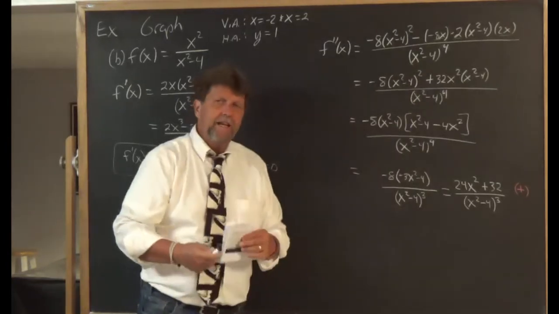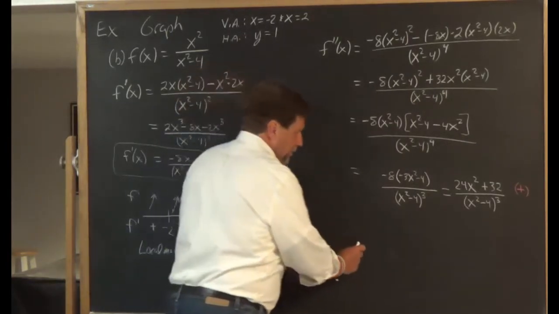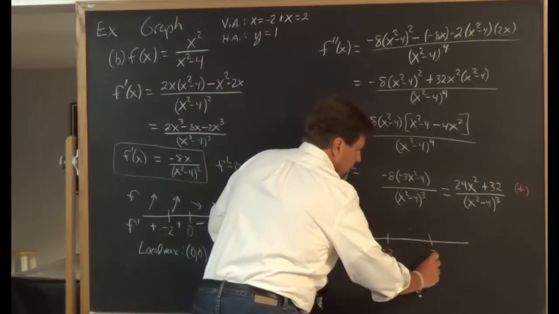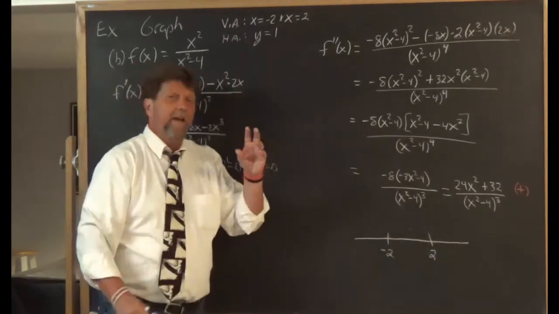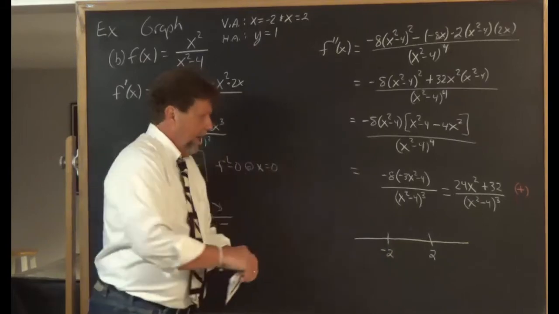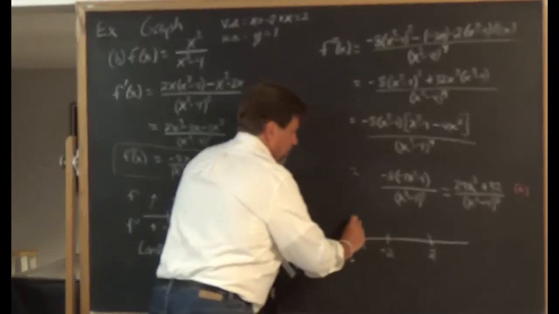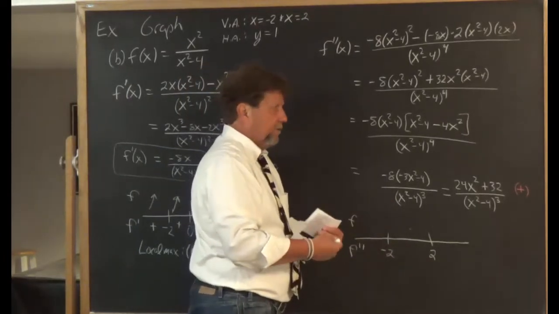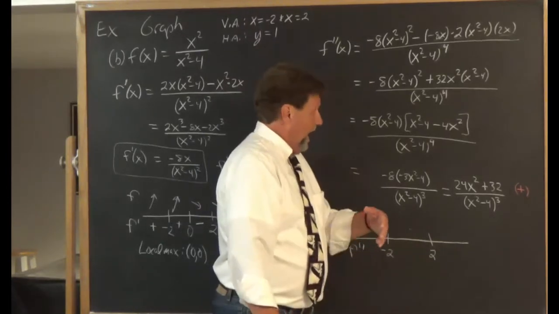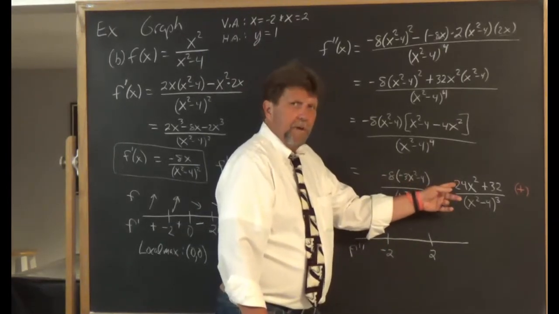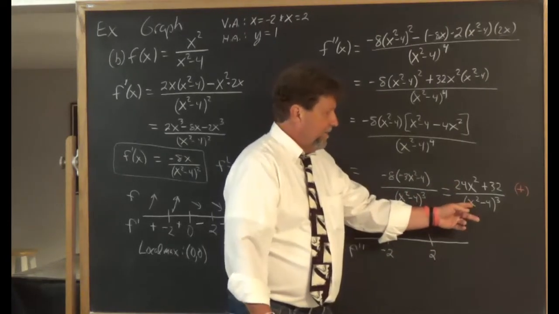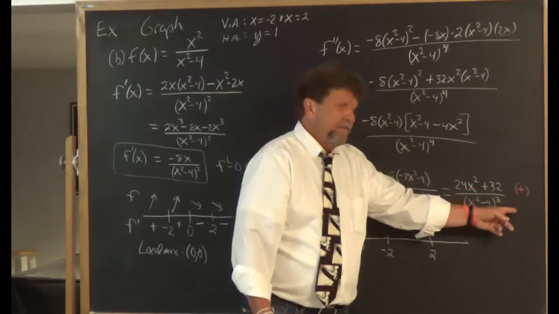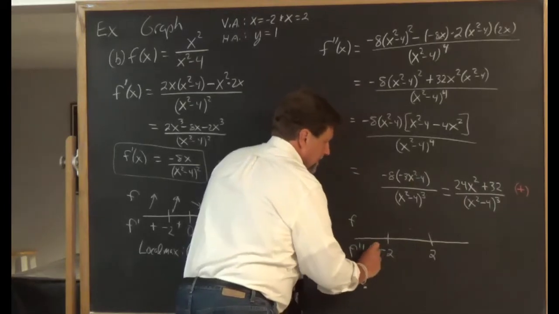But I still need to make a sign diagram. The reason is because these values of x, negative 2 and 2, are where the graph has a vertical asymptote. I make my sign diagram, I put f double prime here and I put f here. In this interval, I pick any number I want, negative 3, toss it into the second derivative. I know the numerator is positive. Well, when negative 3 comes in here, negative 3 squared is 9, 9 minus 4 is 5, 5 cubed is positive. Positive divided by a positive is positive.